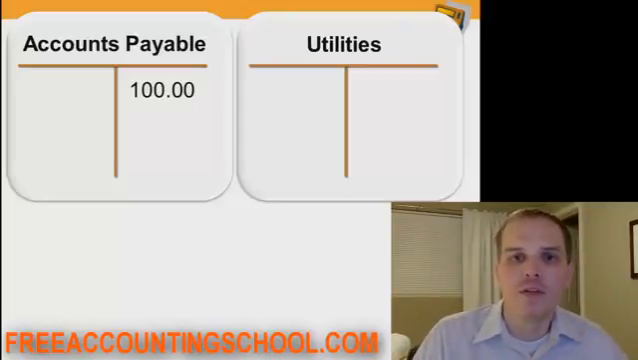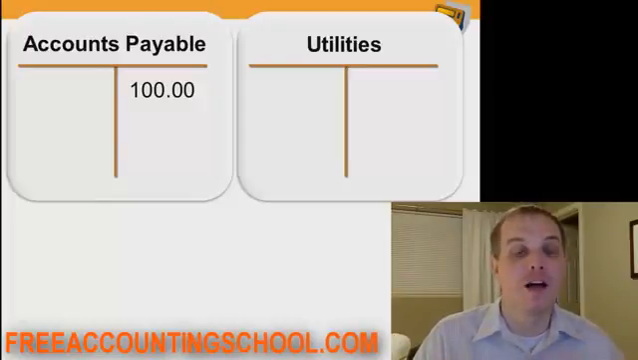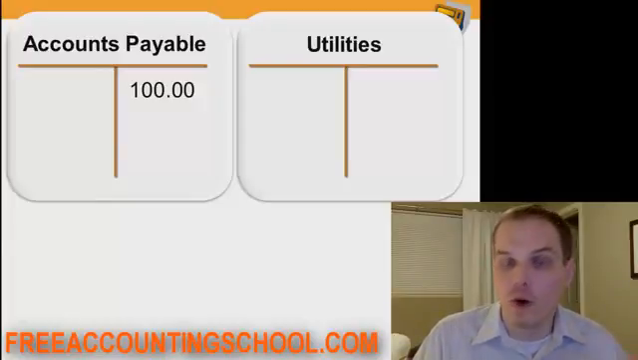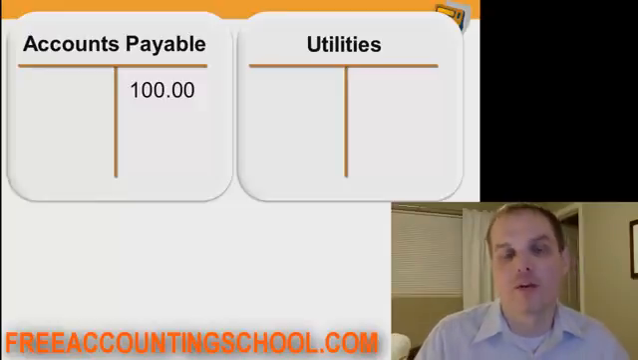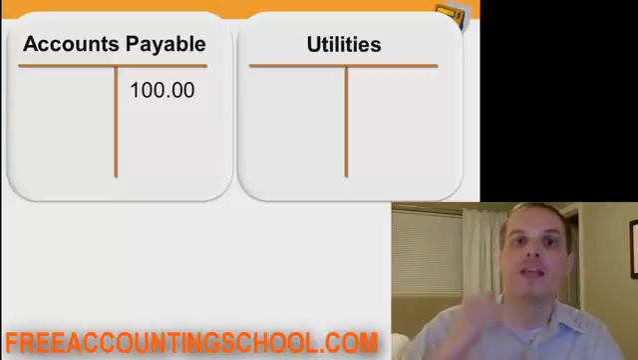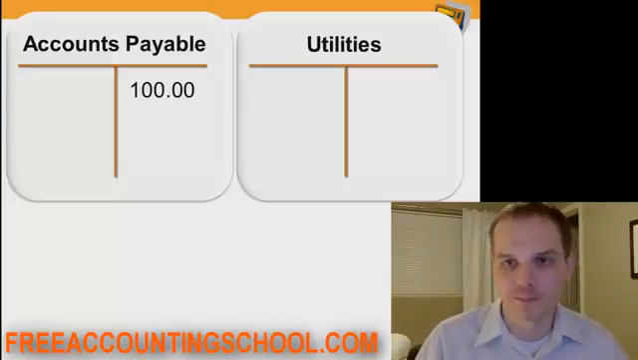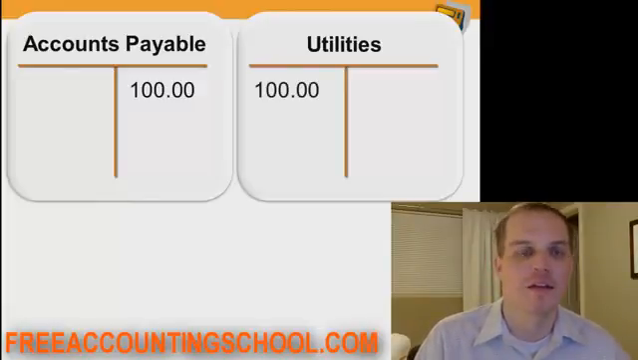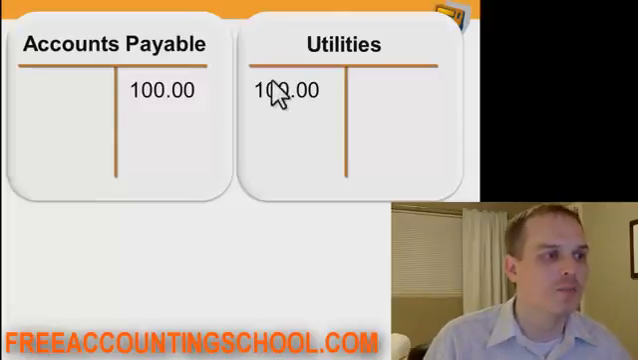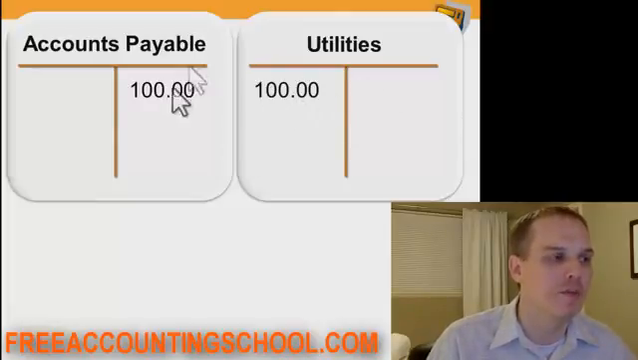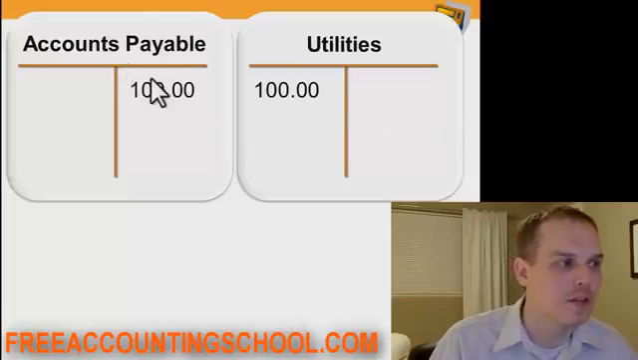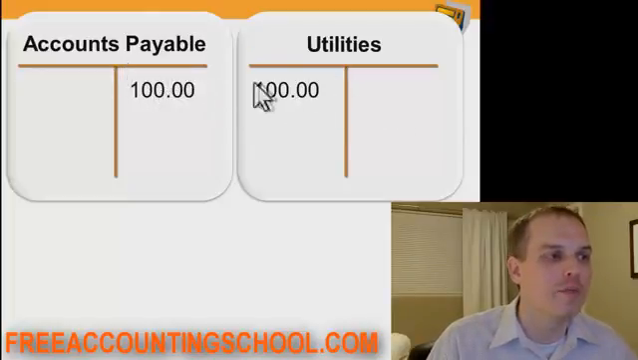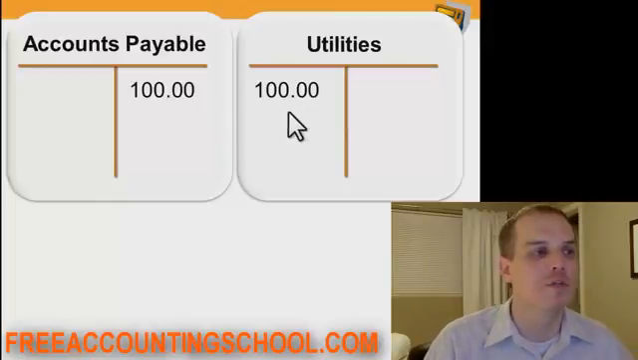So utilities is an expense account, which is a subcategory of what type of account? Owner's equity. Utilities is an expense account, which is a subcategory in the owner's equity family of accounts. Okay, so you go to this account and you're going to make a debit for $100. So this is explaining why you now owe somebody. Why do you owe somebody $100? Well, you owe them because of a utility bill that came in, a utility expense.